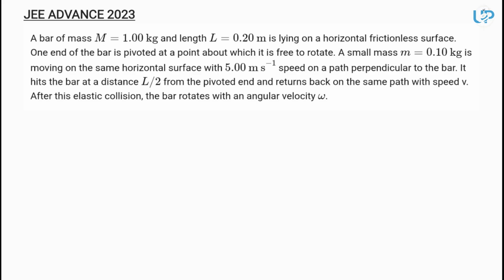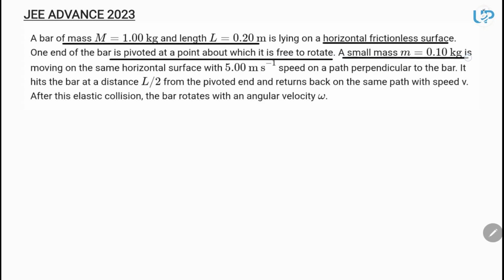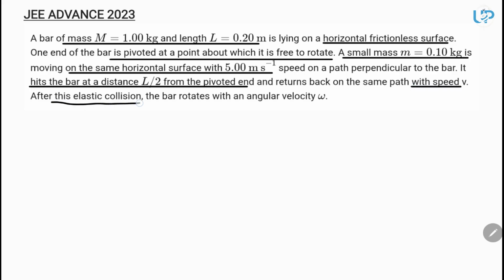So let's read this problem. A bar of mass m 1 kg and length L 0.2 meter is lying on a horizontal frictionless surface. One end of the bar is pivoted at a point about which it is free to rotate. A small mass m 0.10 kg is moving on the same horizontal surface with 5 meter per second speed on the same path perpendicular to the bar. It hits the bar at a distance L by 2 from the pivoted end and returns back on the same path with speed v. After this elastic collision, the bar rotates with an angular velocity omega.